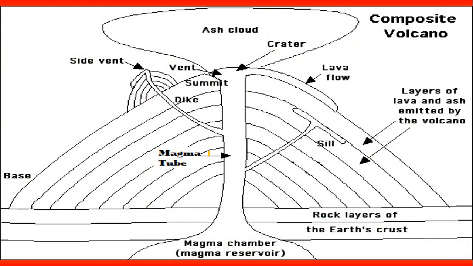If we look here, this is a good video. If you want to pause it, I would sketch it out so you know where things are. Here's your crater. Here's your vent. These are called side vents over here because they're not the main vent. They sometimes form just when there's a weakness in where magma can travel. This whole thing here is the magma tube. Down at the bottom, this is the magma chamber or the magma reservoir.